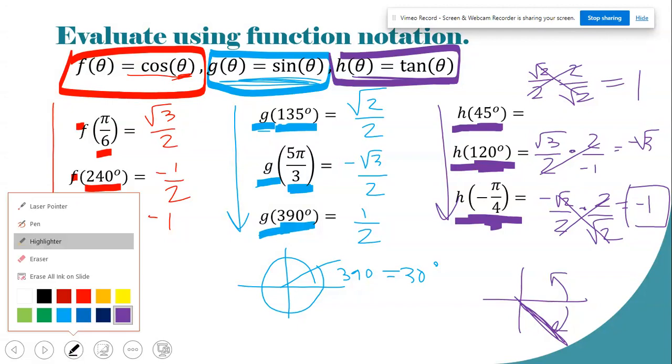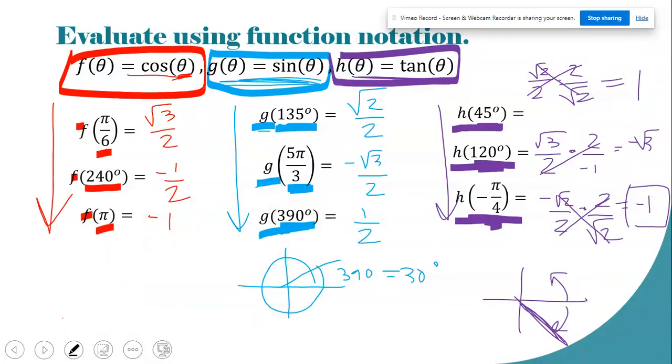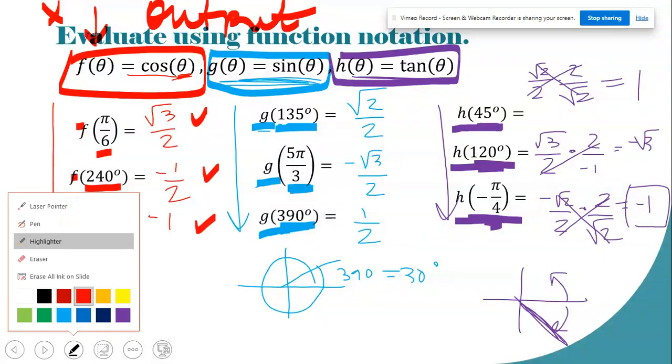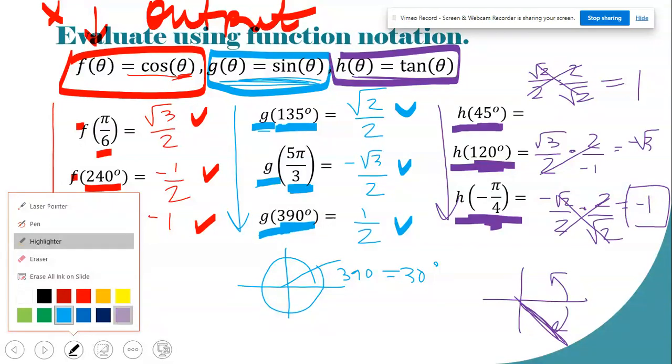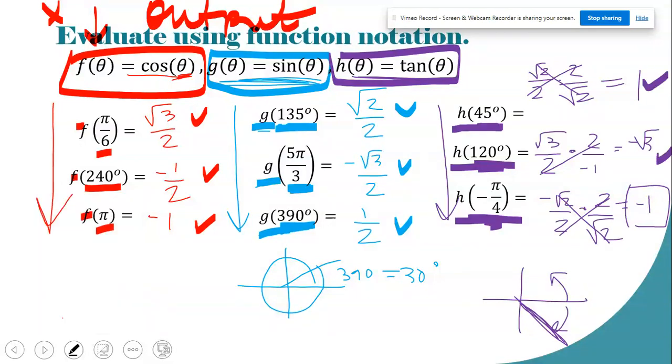Remember, way back in the day, we said that this part right here was the input, and basically you can think of it as your x value, and what you get out is the output, or the y. And so all of these pieces right here, those were the outputs. When you plugged in those angle measures for the inputs, these are the values we get for our outputs.